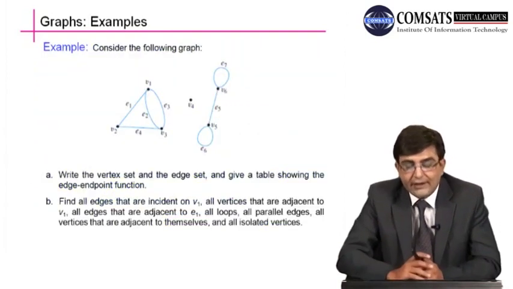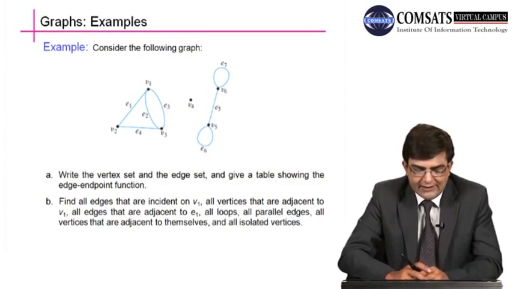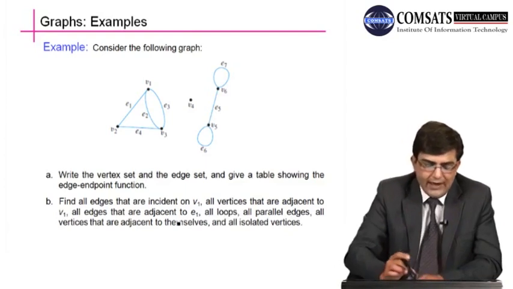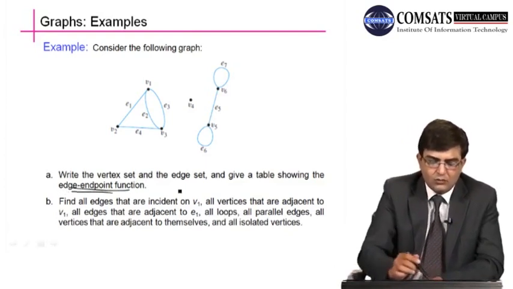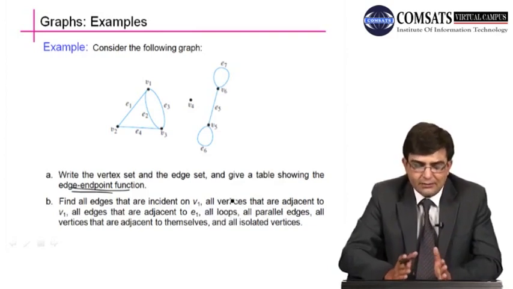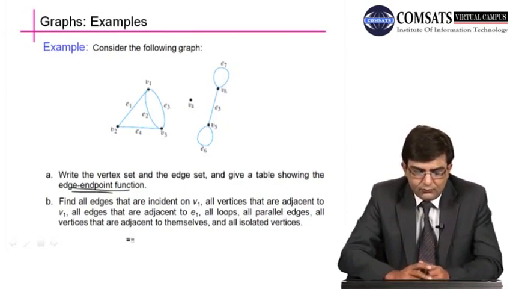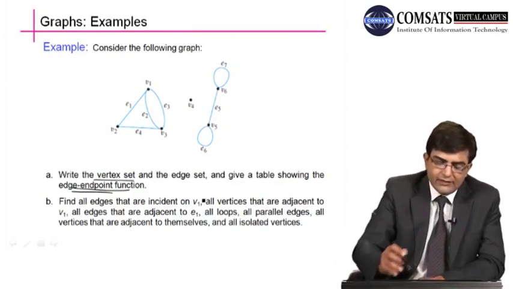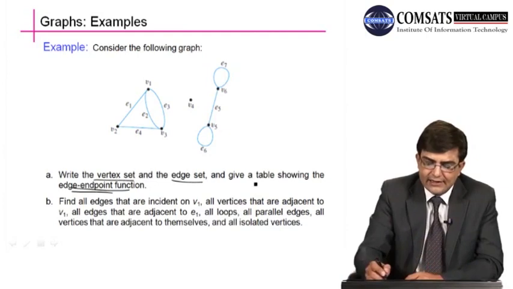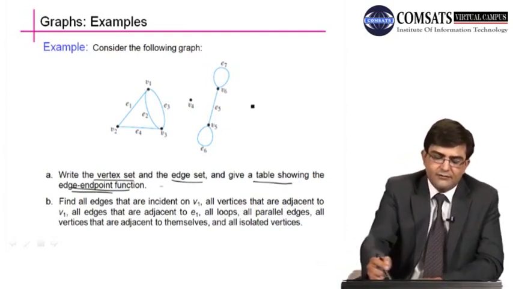Now let's consider an example. Consider the following graph. Write the vertex set and the edge set and give a table showing the edge endpoint function. Now I shall explain what the edge endpoint function is. It's basically a table which shows the edges and their endpoints. So first of all we have to write the vertex set and then the edge set and then a table showing the edge endpoint function. So this is the graph.